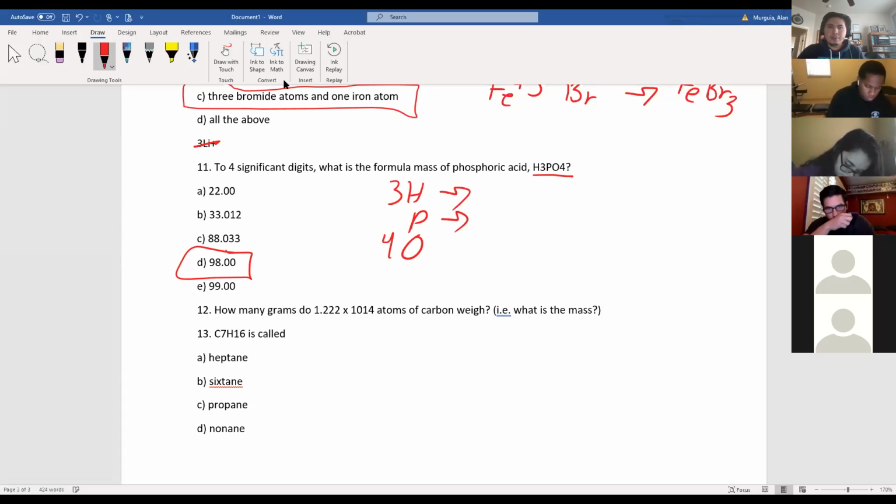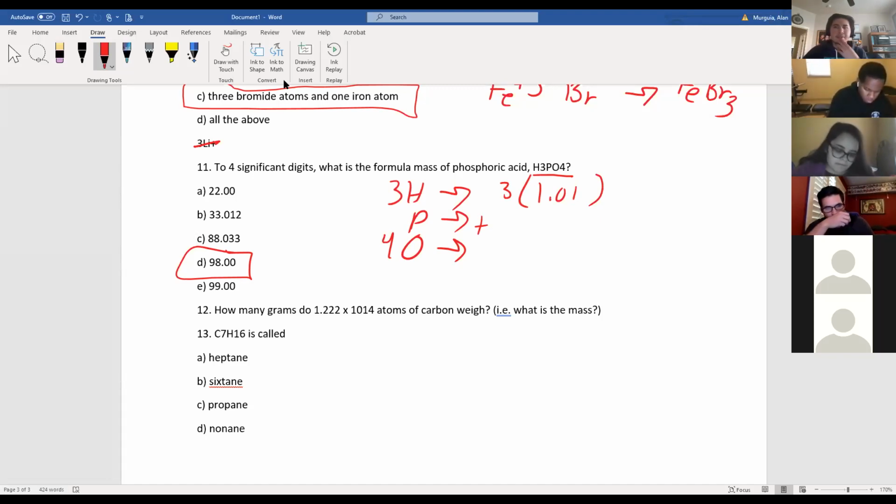So what are the molar masses for each atom? For hydrogen, it's going to be 3.024, or it could be 3.03 if you decide to round up there. That's fine. And for the total, I got 98. Yeah, I got 98. All right, so the answer is 98.